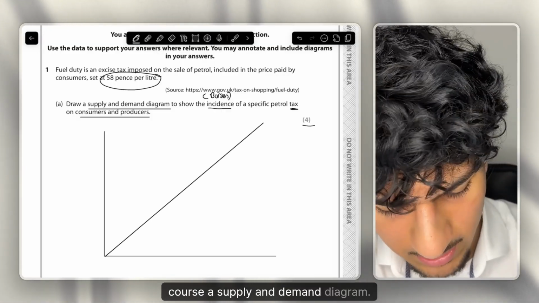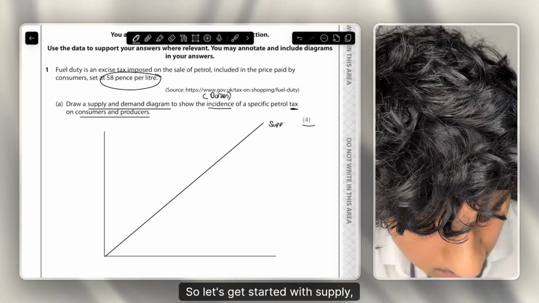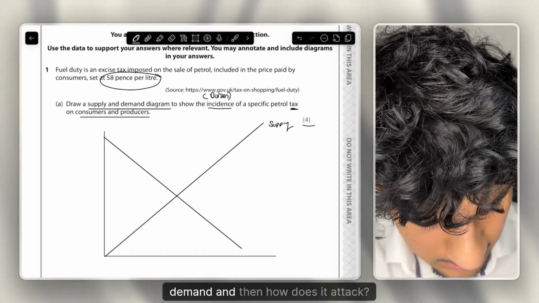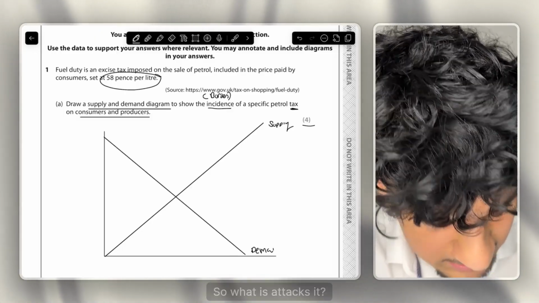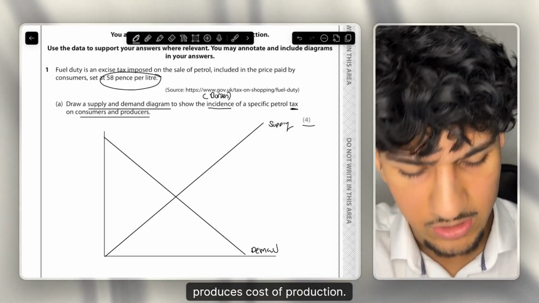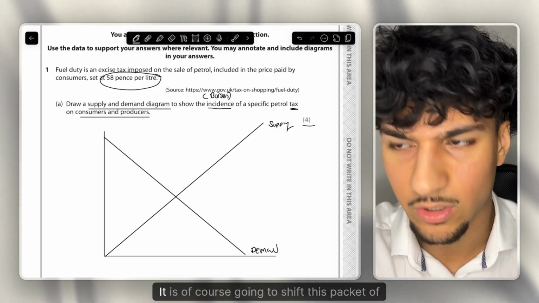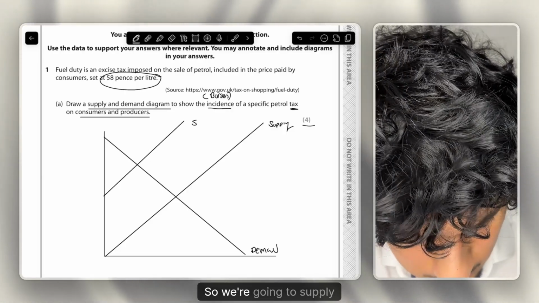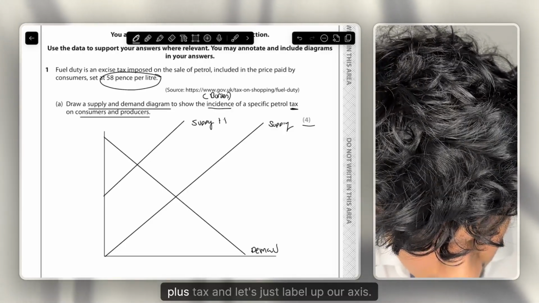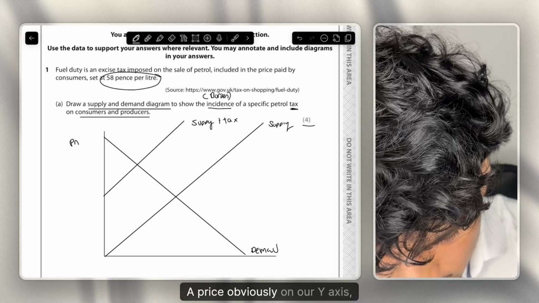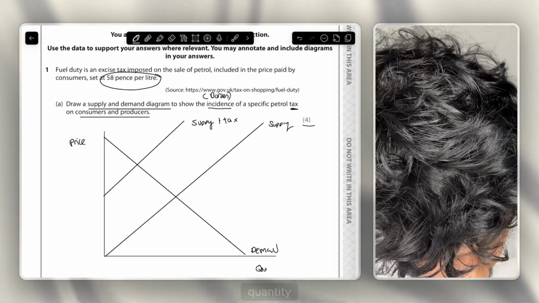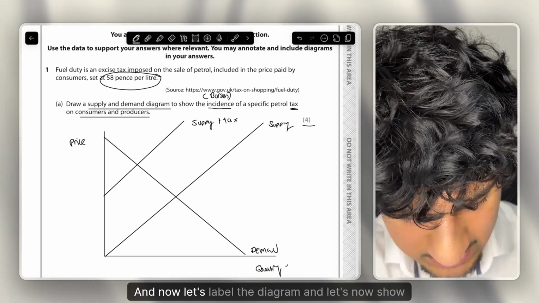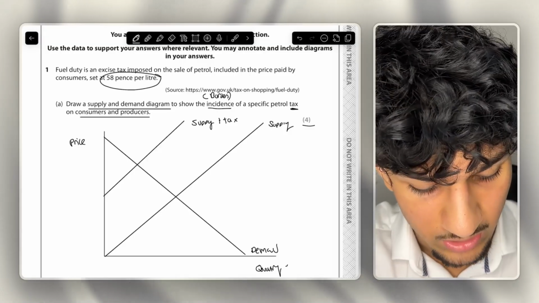Of course, a supply and demand diagram. So let's get started with supply, demand, and then how does it tax? What is a tax? A tax increases producers' cost of production. So how is it going to affect the supply curve? It's of course going to shift the supply curve inwards from S to S plus tax. So we're going to draw supply plus tax, and let's just label up our axes. So price obviously on our y-axis, quantity on our x-axis. And now let's label up the diagram and let's now show these incidences.